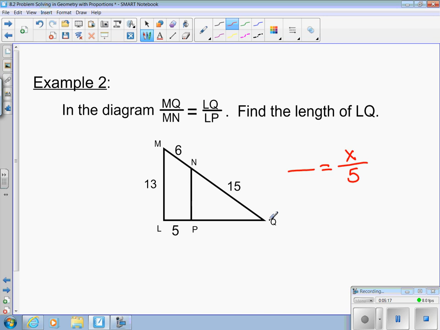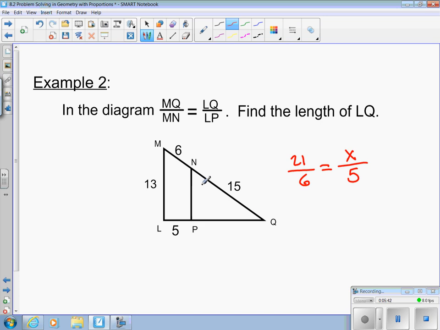MQ, from M to Q, is not 6 and it's not 15. It's the total length, right? 6 plus 15, or 21. And MN is 6. And if you look at LQ, basically they're using similar triangles to set up this proportion.